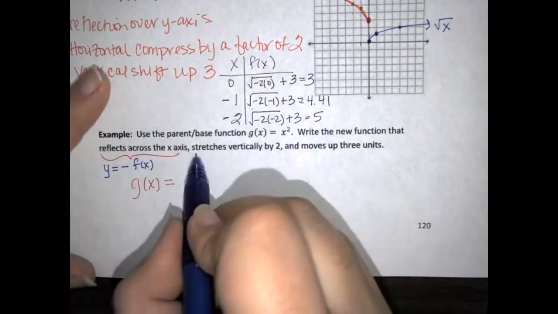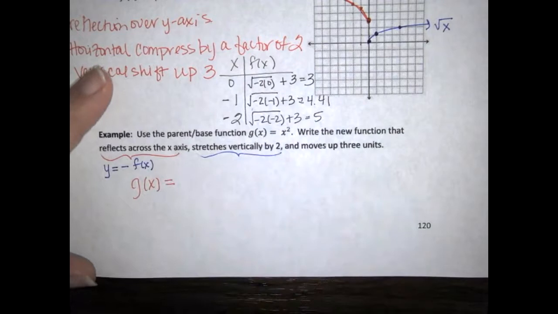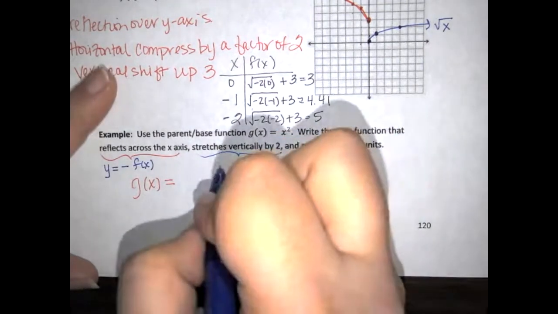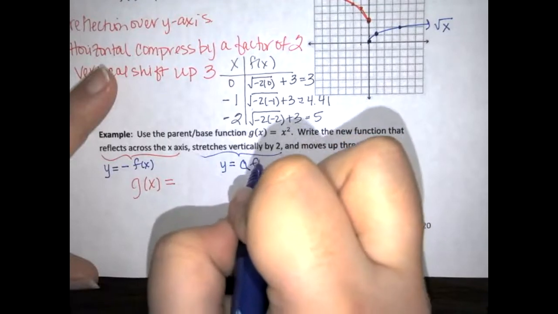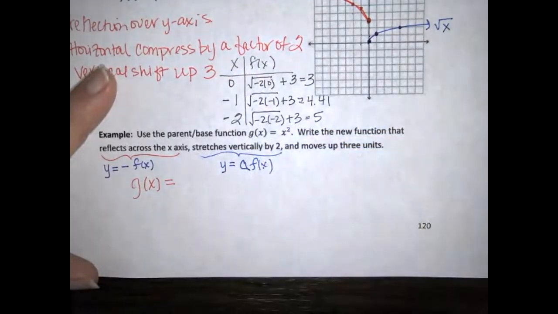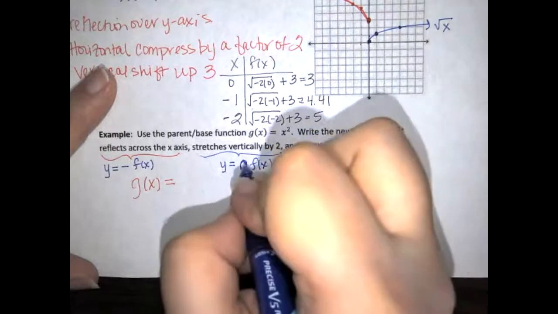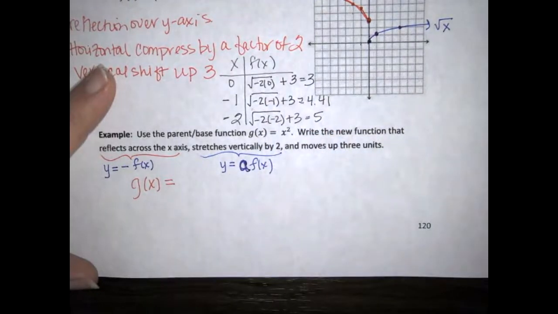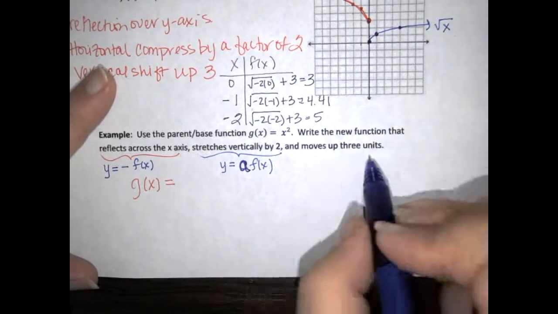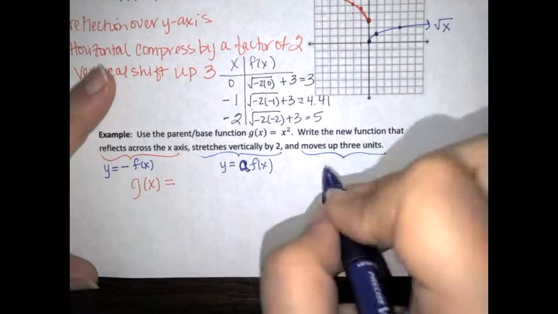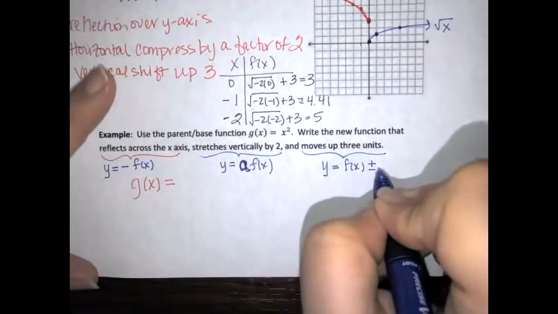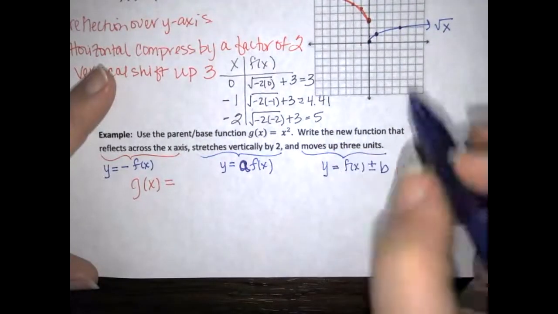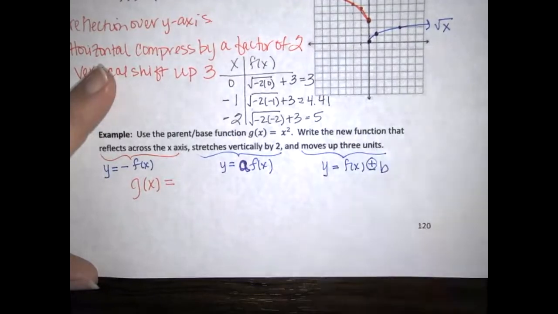Okay. Stretching vertically by a factor of 2 was where we looked at y was a f of x. Okay. And then when we're moving up, this right here is where we're looking at y was f of x plus or minus b. Moving up says that we're going to use the plus part.